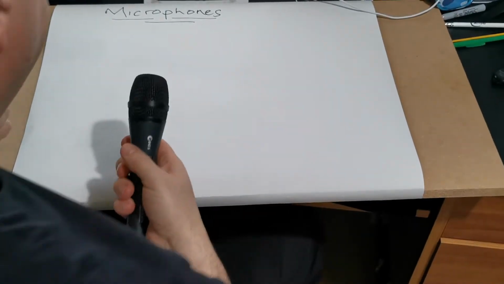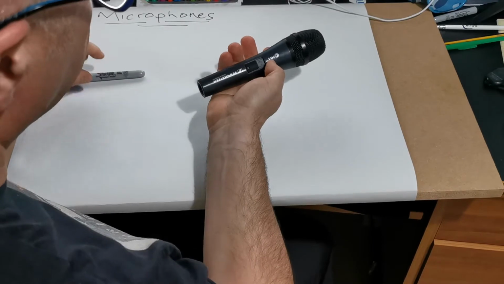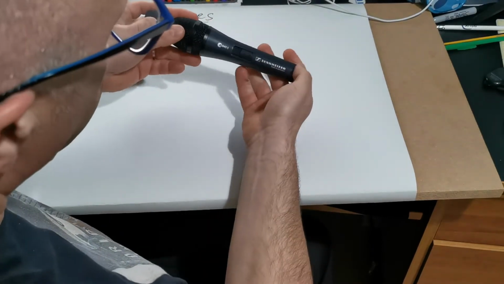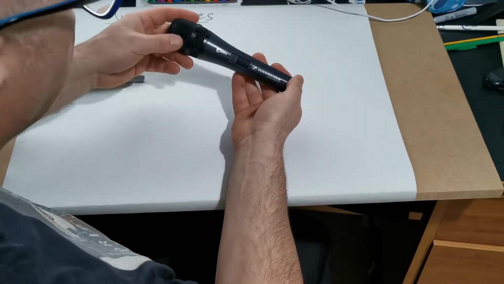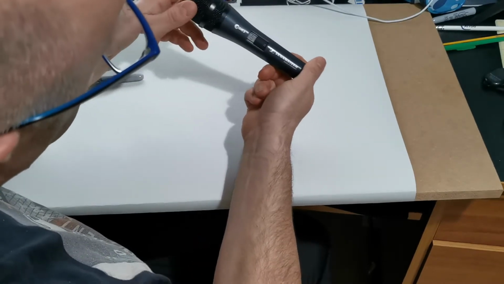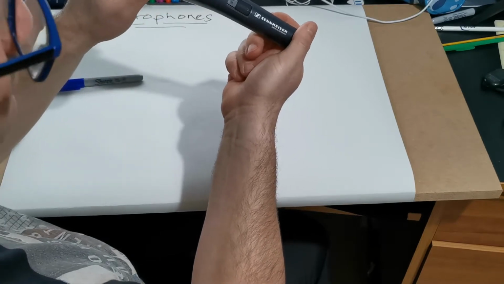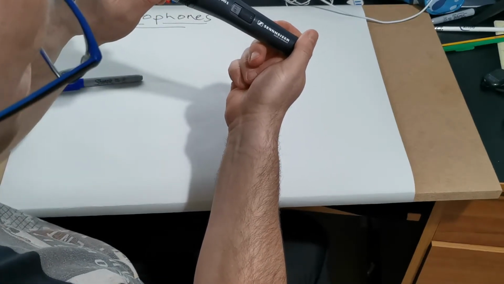Hello folks, today I want to talk to you about one of these. Now this is a microphone, and it's a type of microphone that a band would use to sing out with a band, and it's called a dynamic microphone. Now a dynamic microphone works more or less in the reverse of a speaker.